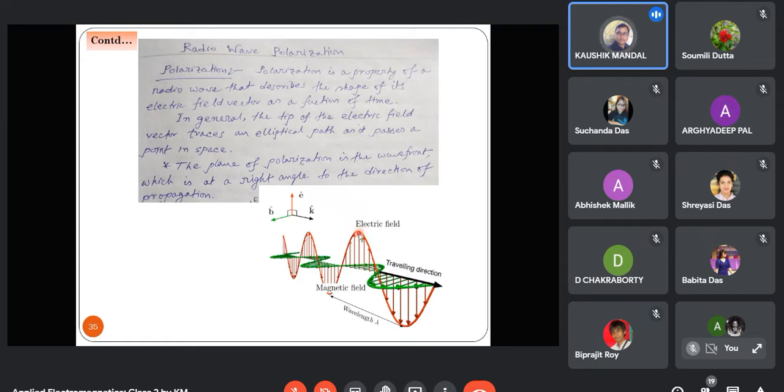That will describe some shape, and that shape will tell you the polarization state of the electromagnetic wave. So, to identify the polarization of the electromagnetic wave, in general, we have to consider the tip of the electric field vector, and we have to plot it as a function of time. And the corresponding trace of the tip of the electric field vector will describe the polarization of the electromagnetic wave.